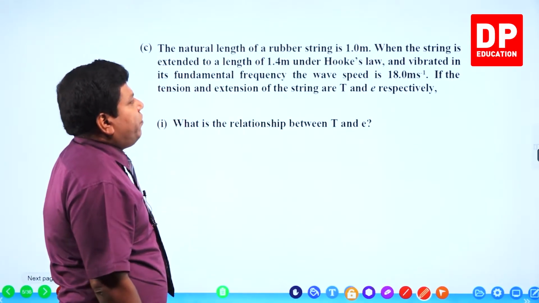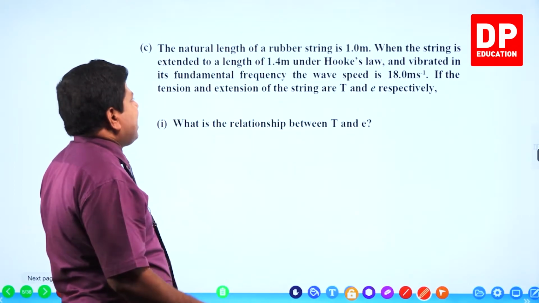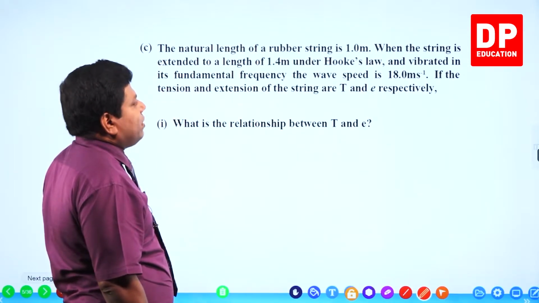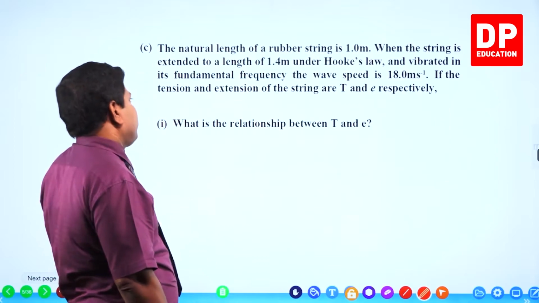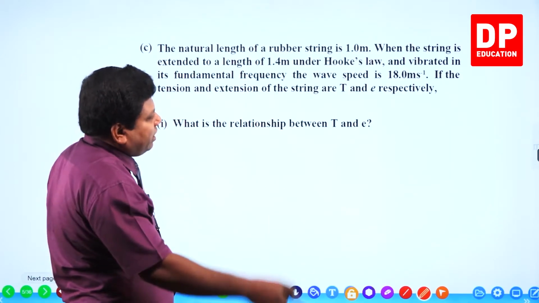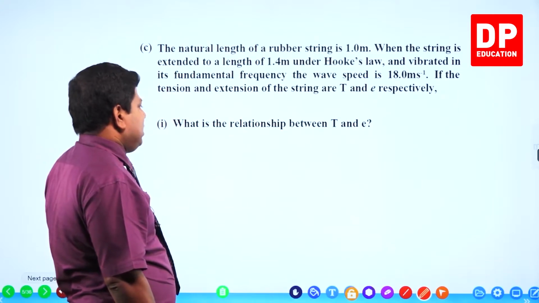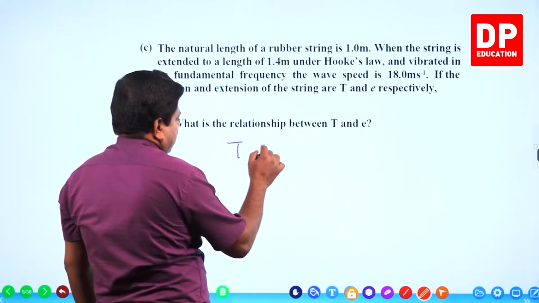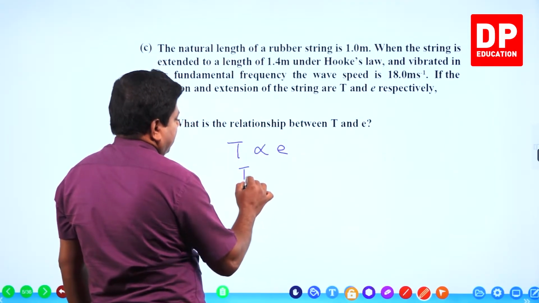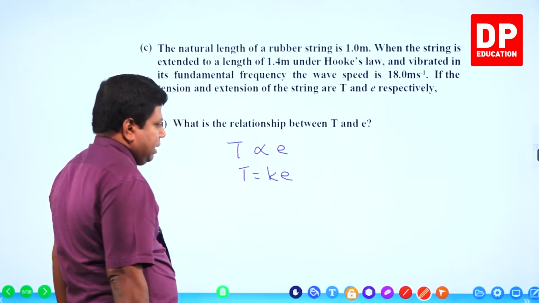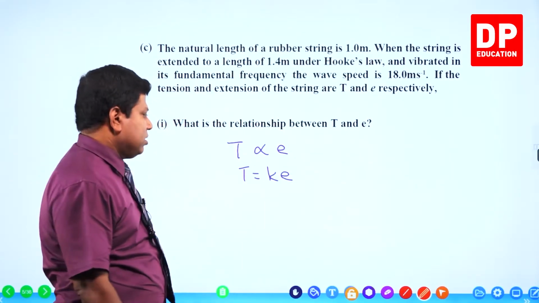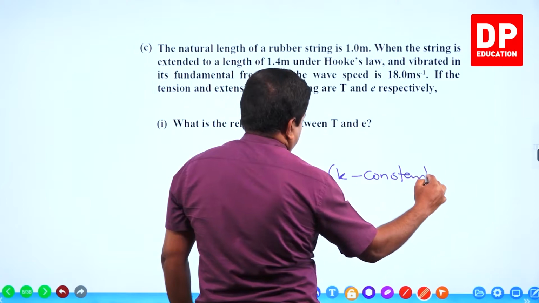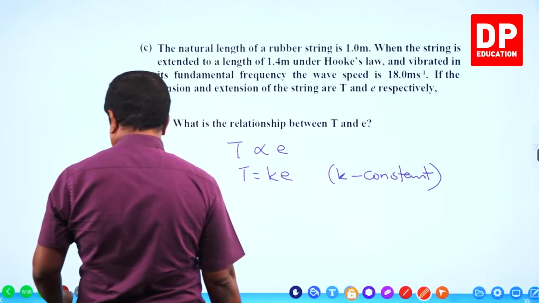The natural length of a rubber string is 1 meter. When the string is extended to a length of 1.4 meter under Hooke's law and vibrated in its fundamental frequency, the wave speed is 18 meter per second. If the tension and extension of the string are T and E respectively, what is the relationship between T and E? You know, T is proportionate to E. T equals KE, K is a constant. That's what Hooke's law is, right? T is proportionate to E.